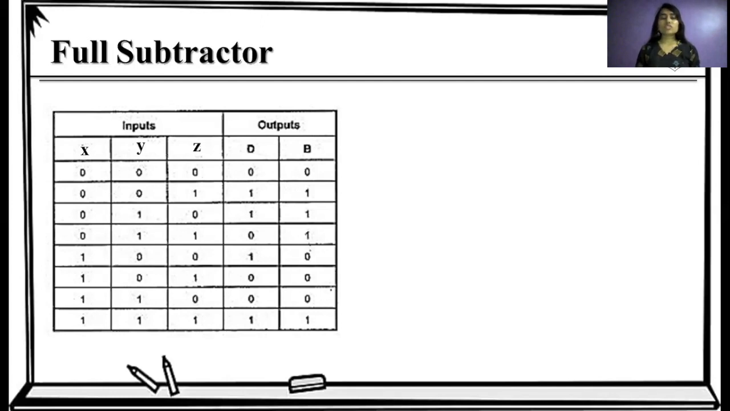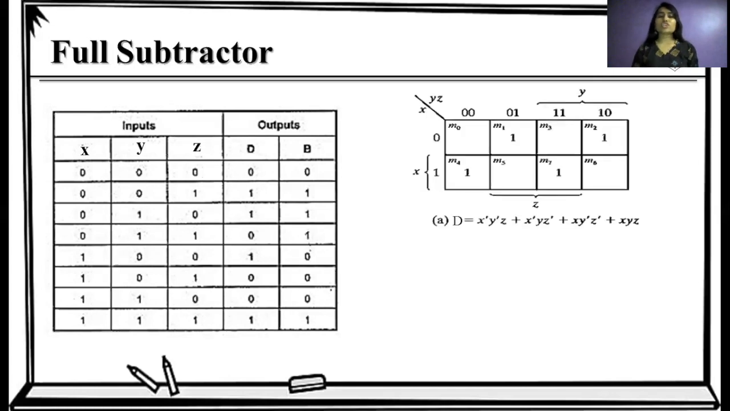Now from this we have a logical expression for D. Here we take the D bits for the conditions which have output 1. So we have output 1 for the conditions 001, 010, 100, and 111. So we have the equation D = X'Y'Z + X'YZ' + XY'Z' + XYZ. Basically D = X XOR Y XOR Z.